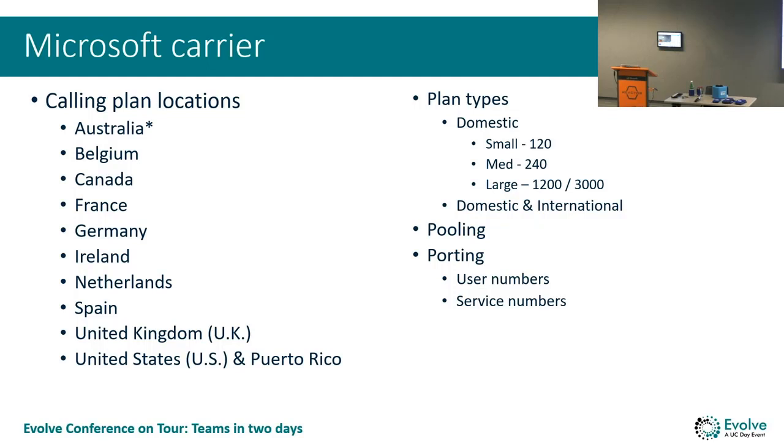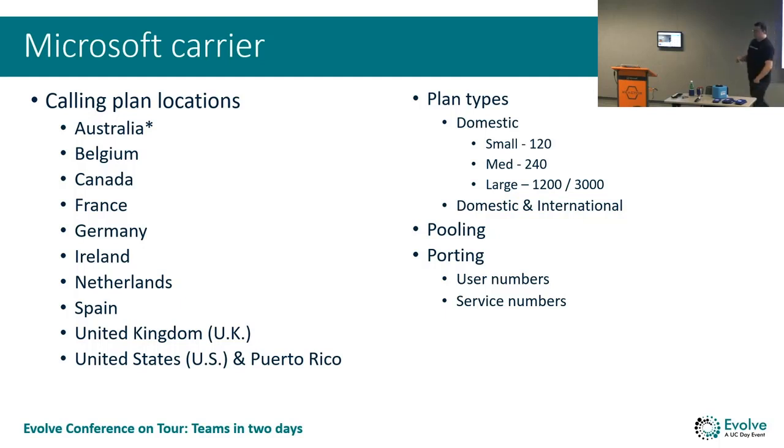So small, 120, medium, 240, large, depending on your region. In the UK, it's 1,200. If you're in Americas, it's 3,000 minutes that you have. And then international is 600 minutes. So domestic and international is the large package plus 600 international minutes.